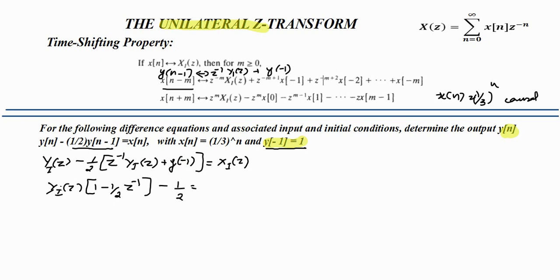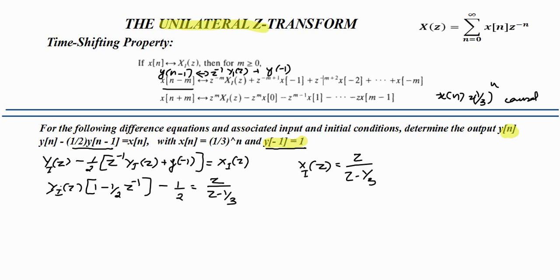And X of z we can also calculate. X of n is given as 1 by 3 the whole raised to n into u of n, which is a causal signal. So you can write the result like this. The one sided z transform is simply z by z minus 1 by 3. Now we can substitute here z by z minus 1 by 3.